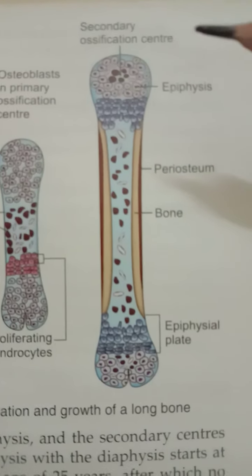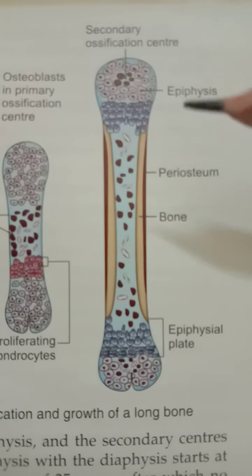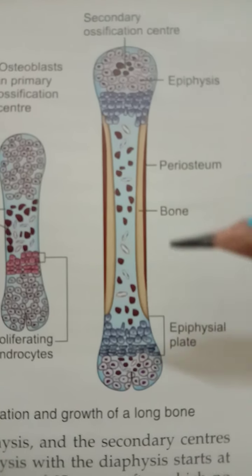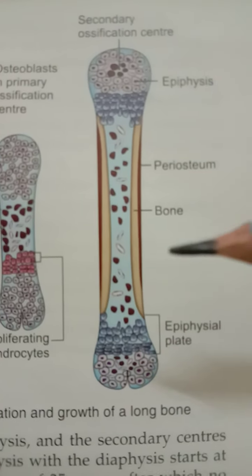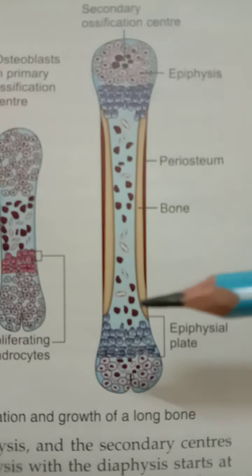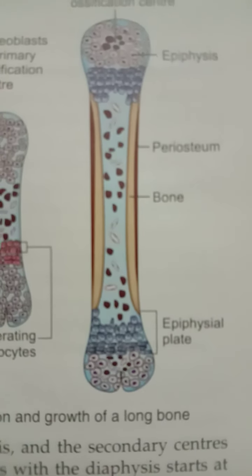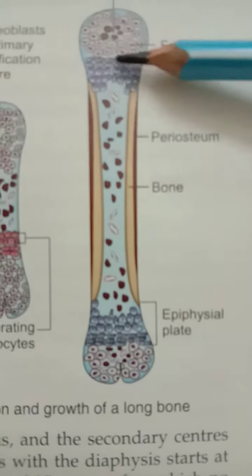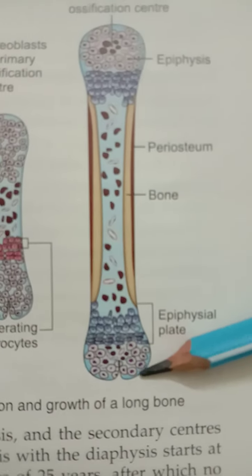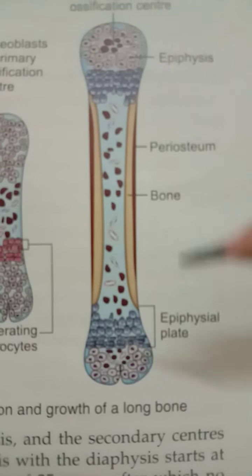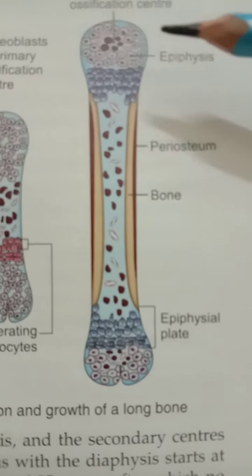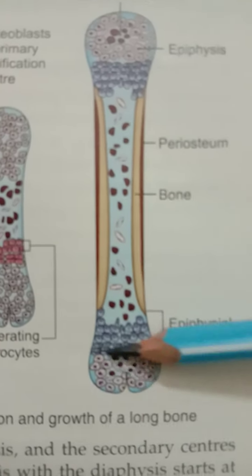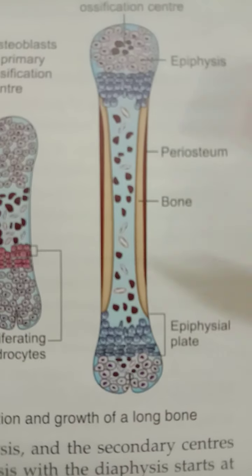Then the sternum, ribs, vertebrae and the skull bones have red bone marrow throughout life. The two ends of the long bone, the upper end and the lower end, are made up of cancellous bone, which is covered by hyaline cartilage.